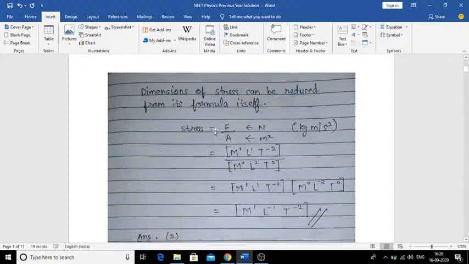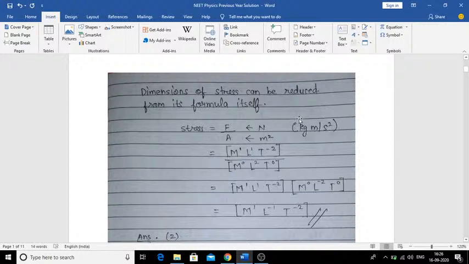The formula for stress is equal to force upon area, that is force per unit area. And I already know that force has the unit of newtons and area has the unit of meter squared, but newton can be represented as kilogram meter per second square, okay.